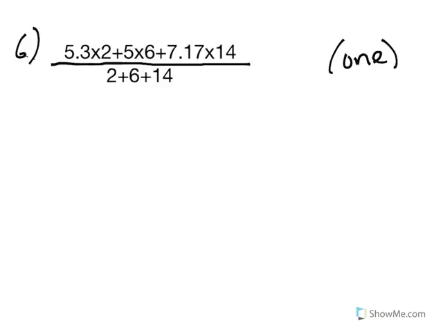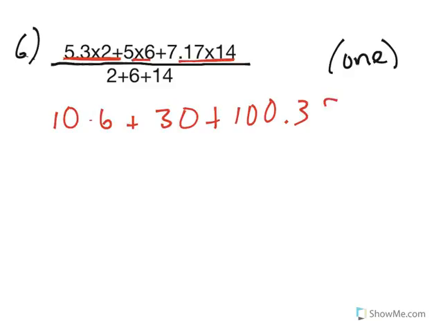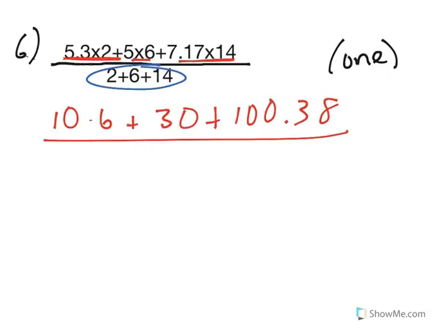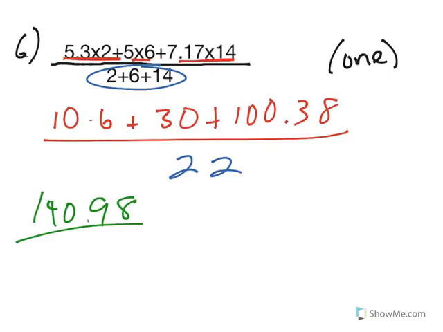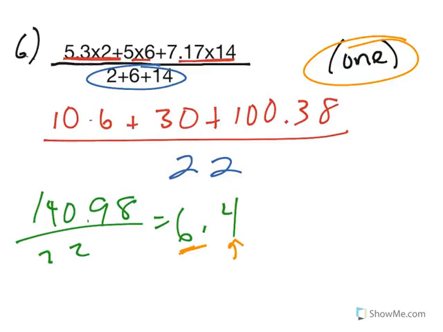Here in number 6, order of operations. Now, when you have a fraction, numerator over denominator, you do everything in the numerator first, everything in the denominator, and then go with it. So if you think about it, we've got to multiply, multiply, multiply, then we can add them together. So you should end up with 10.6 plus 30 plus 100.38. Now on the bottom, I can just add these together, and I end up with 22. So when I add my numerator, I get 140.98, divide that by 22, I get 6.4. Direction says round to the nearest 1, 4 rounds down, so my answer is 6.